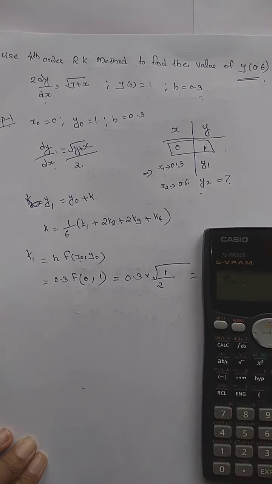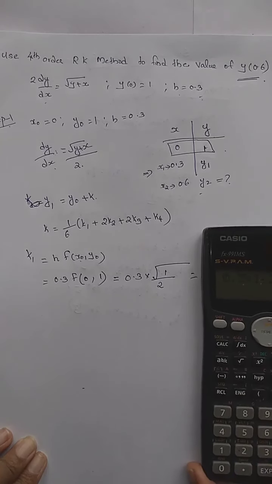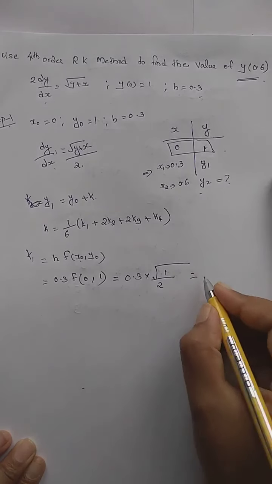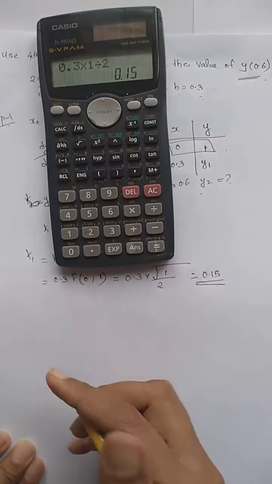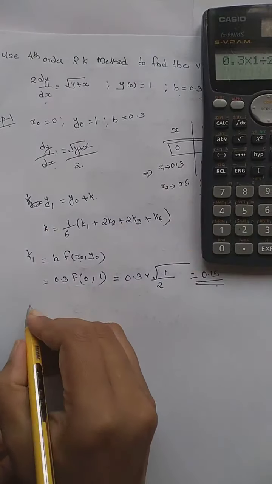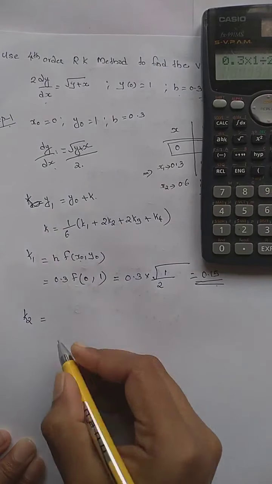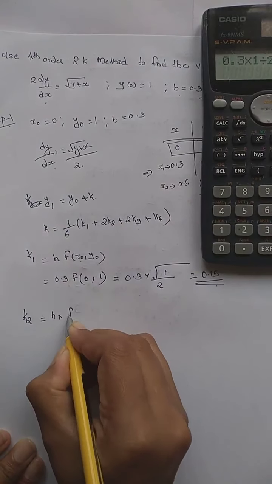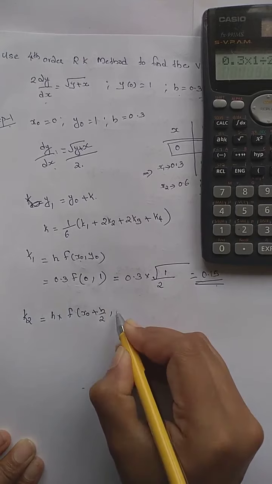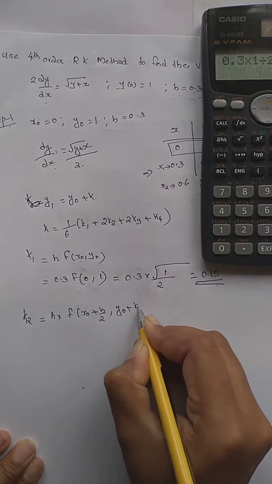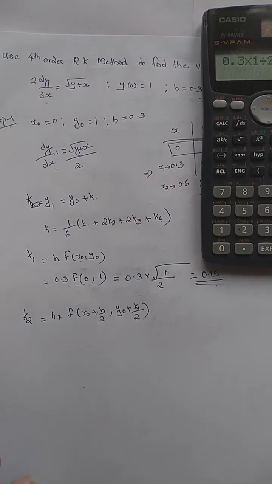That is 0.3 into 1 divided by 2. That is 0.15. So we get the k1 value as 0.15. Then what we have to find out is k2. K2 is equal to h into f of x0 plus h by 2 comma y0 plus k1 by 2, isn't it? This was the equation, x0 plus h by 2 comma y0 plus k1 by 2.